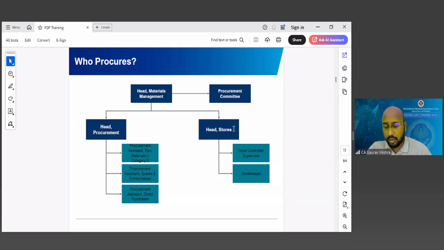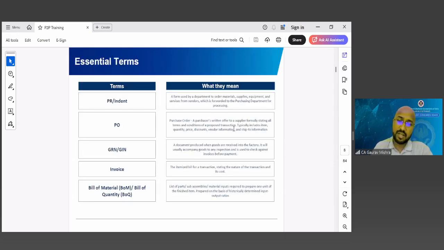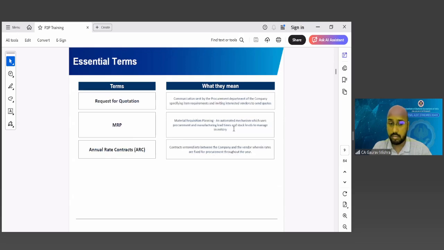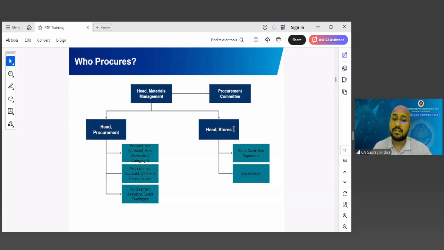Like in the previous slide where I mentioned GRN and GIN, in case of service it is called a service entry sheet or service receipt note. So this is all about procurement of services. Hope I am able to answer your question. Is it what you were expecting, Vaibhav?